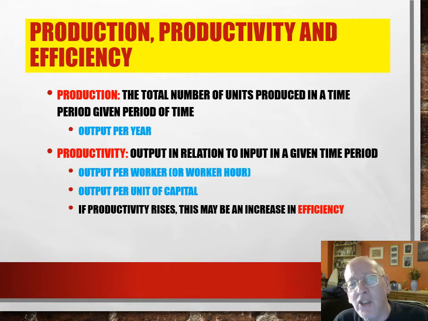Productivity is the output in relation to the inputs in a given time period. So, for example, it could be the output per worker, or the output per worker hour, or perhaps the output per unit of capital that you've got, particularly if you've got robotics. Now, if productivity goes up, that tends to be associated with an increase in efficiency.